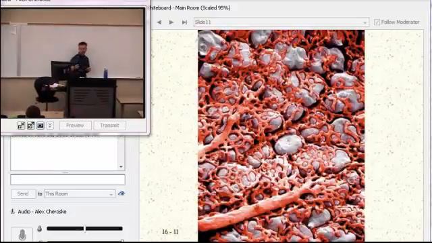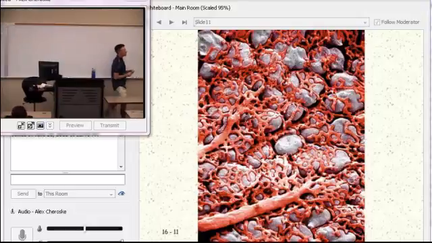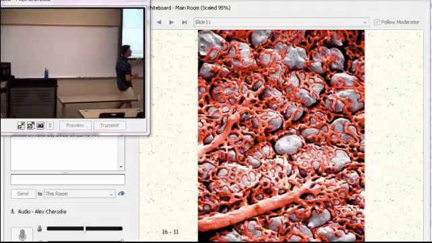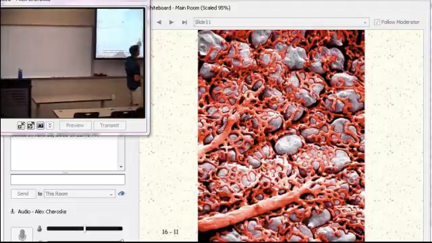This picture right here is a scanning electron micrograph from an electron microscope. That gives more of a 3D effect. We see all the alveoli. These are all different capillaries.